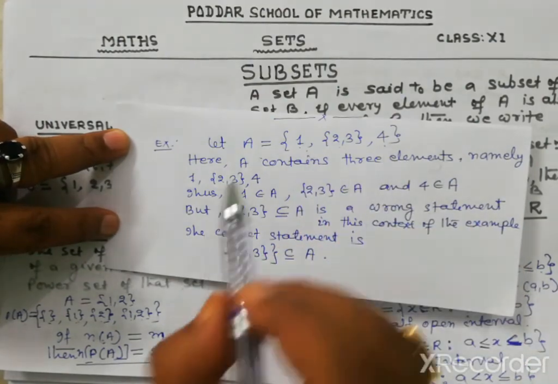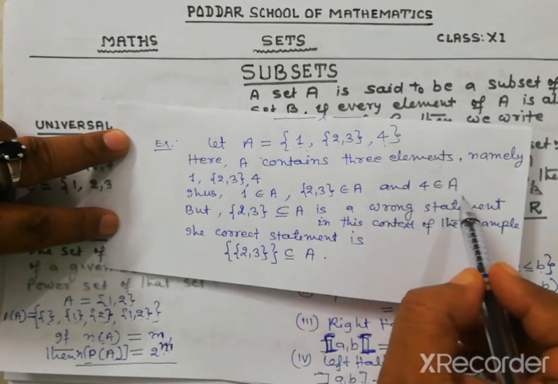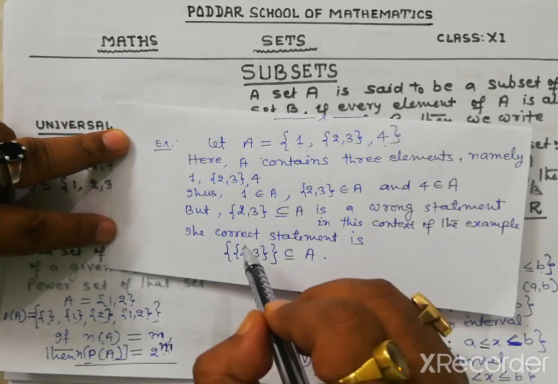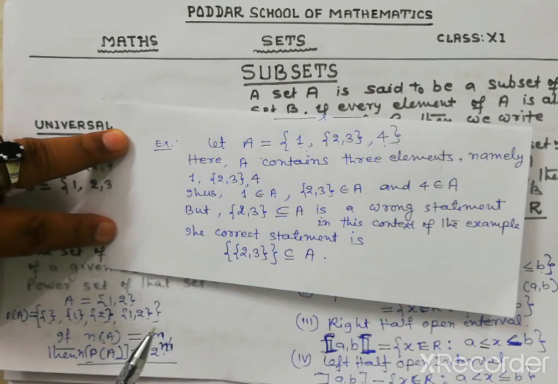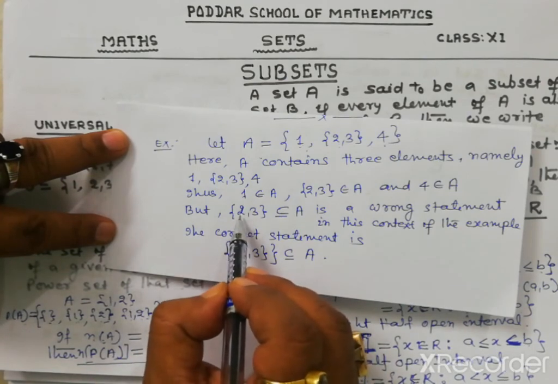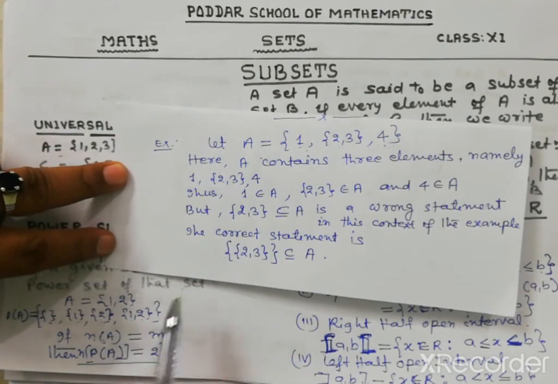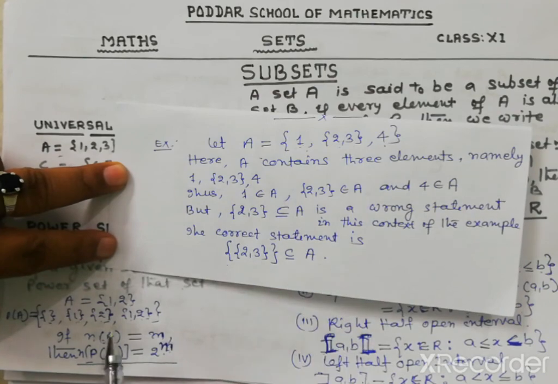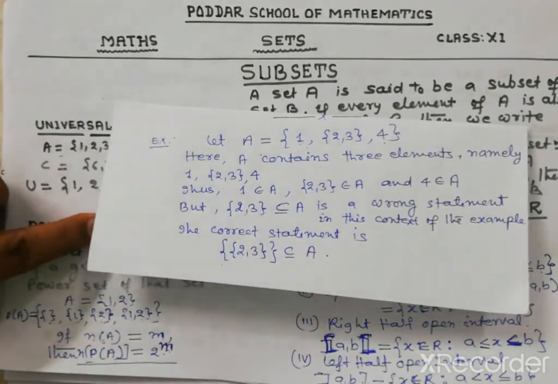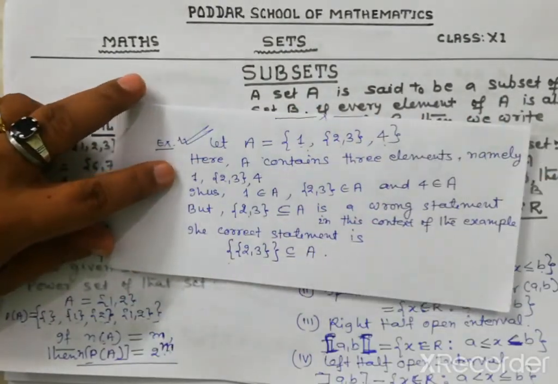So there are 3 elements, thus 1 belongs to A, {2, 3} also belongs to A, and 4 also belongs to A. But {2, 3} is not a subset of A in this concept. If you write that {2, 3} is a subset of A, that is a wrong statement in the context of this example. So {2, 3} is simply enclosed in a bracket, considered a single element. It is an element here. It is not a set. If you want to write this in set form, then you have to write {2, 3} with one more bracket. This bracket indicates the set. So this is a subset of A, but the other will not be a subset of A. This is the wrong statement in this context. So this is a very important example to understand regarding subsets. Thank you.